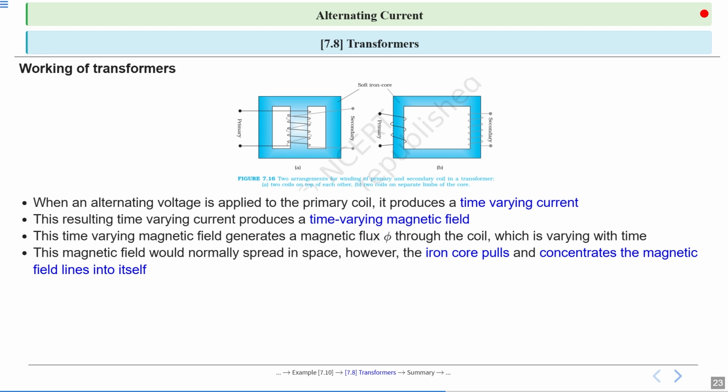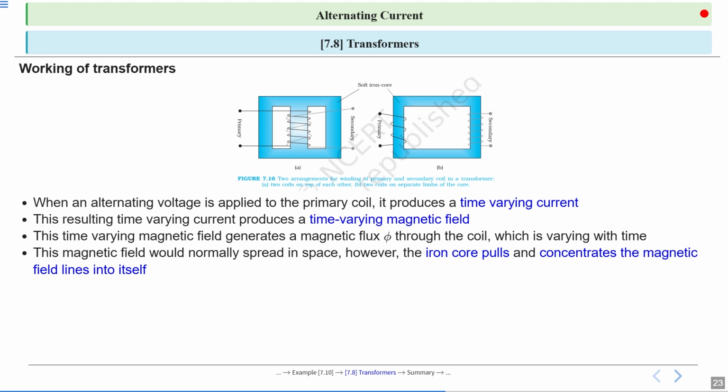But why are we using an iron core? What is the function of the iron core? The iron core pulls and concentrates the magnetic field lines into itself and increases the change in magnetic flux, so that the efficiency of the transformer is enhanced. The EMF induced will be large. That's why we are using an iron core. It will pull the magnetic field lines towards itself.